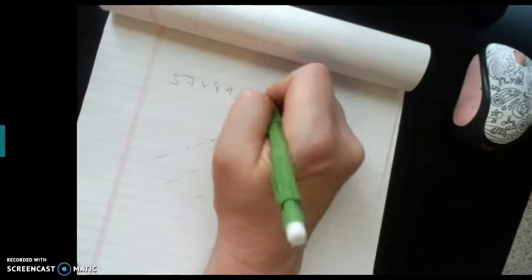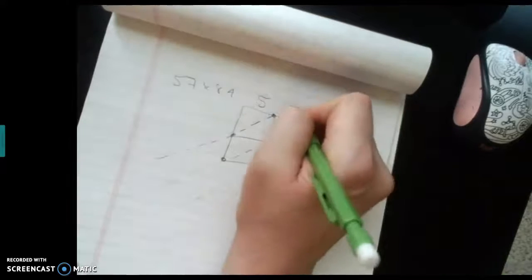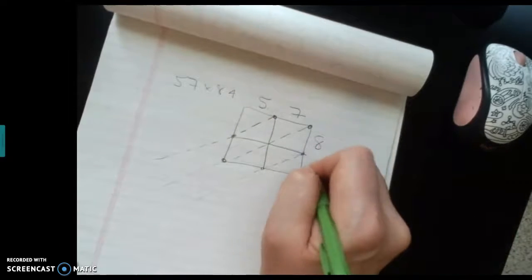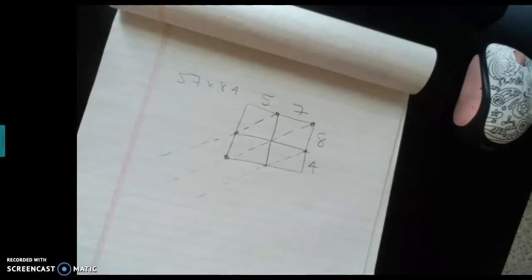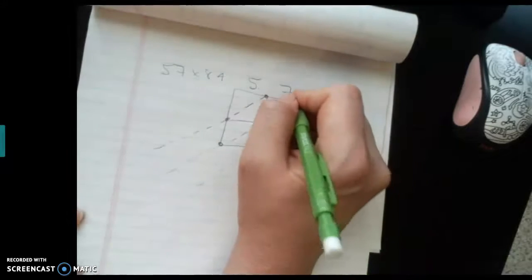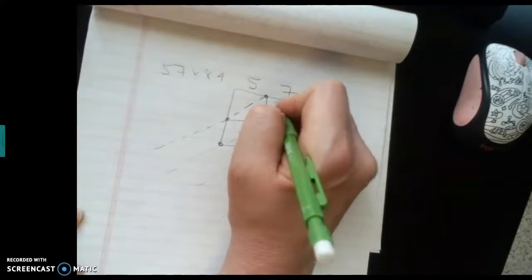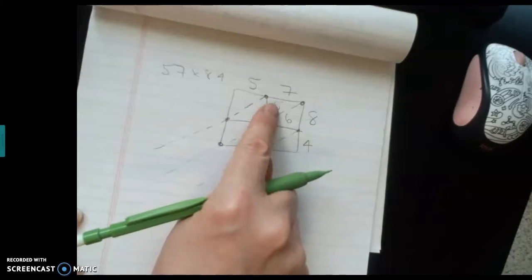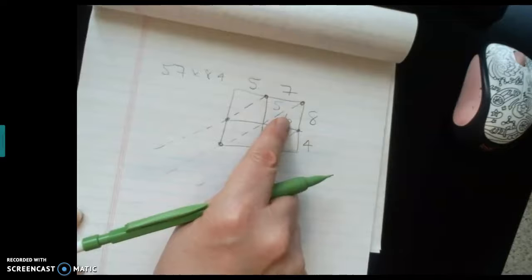It doesn't matter. I'm going to put 57 on the top. So 5, 7, you don't put place values. You just put 5 and 7, and you put 8 and 4. This does not focus on place value. This is just a trick, just like the standard algorithm. 7 times 8 is 56, so I'm going to put a 5 and a 6. In the top right corner, the 5 is above the dashed line, the 6 is below the dashed line.